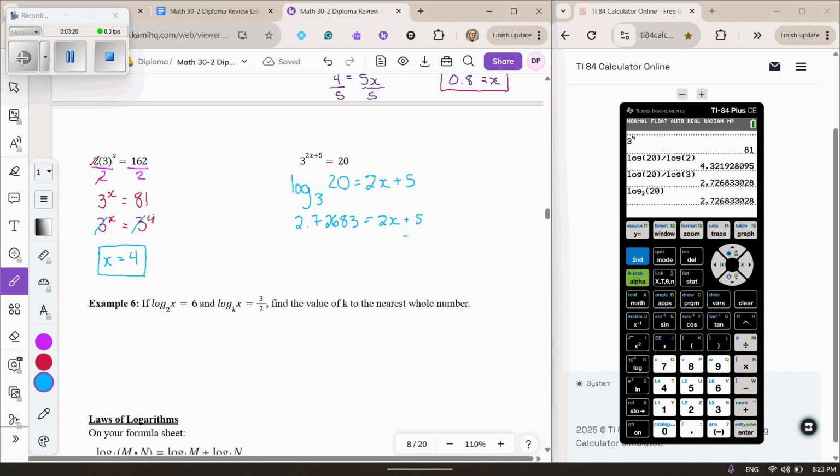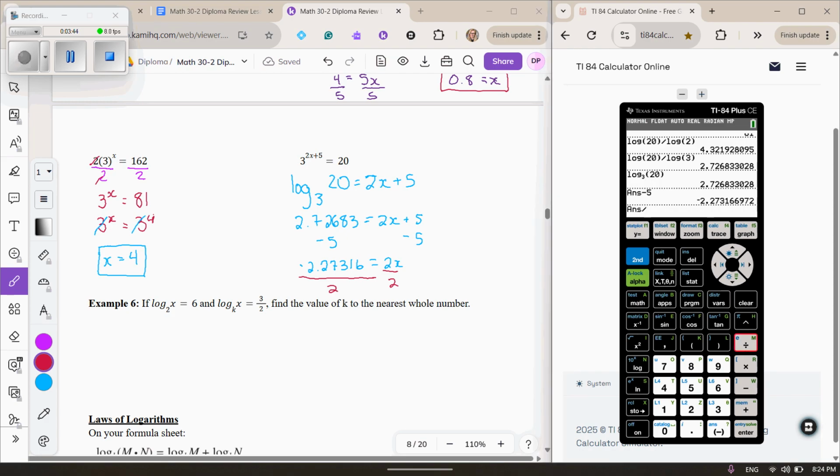Now I want to solve the equation for x. I'll subtract 5 from both sides to get negative 2.27316 equals 2x. My last step is to divide both sides by 2. I get my final answer of x equals negative 1.14, rounding to the nearest hundredth.